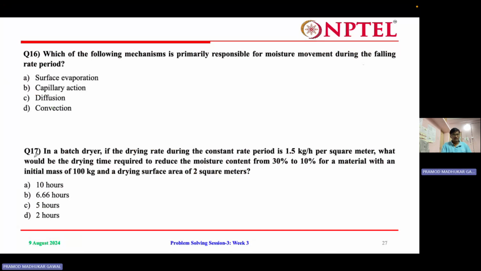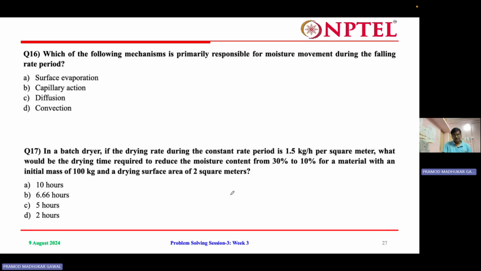Now moving to question number 17. In a batch dryer, if the drying rate during the constant rate period is 1.5 kg per hour per square meter, what would be the drying time required to reduce the moisture content from 30% to 10% for the material with an initial mass of 100 kg and drying surface area of 2 square meters? So you have to calculate the time required to reduce the moisture content from 30% to 10%. So rate given, mass given, and area given.